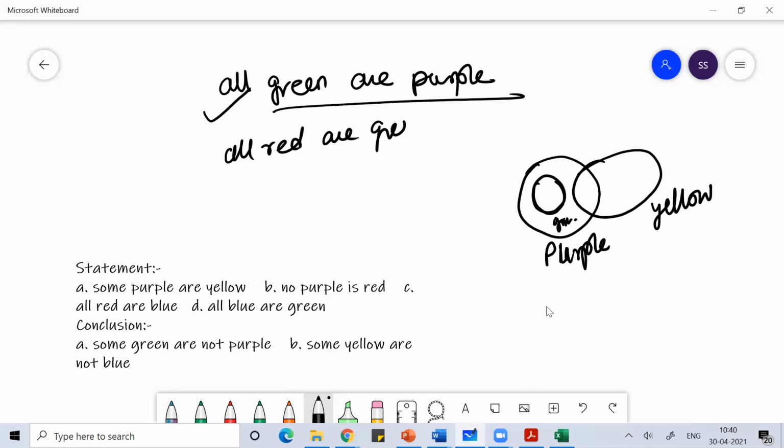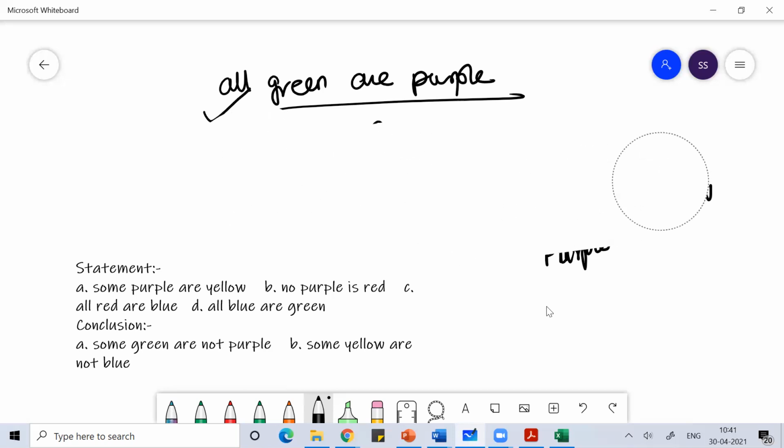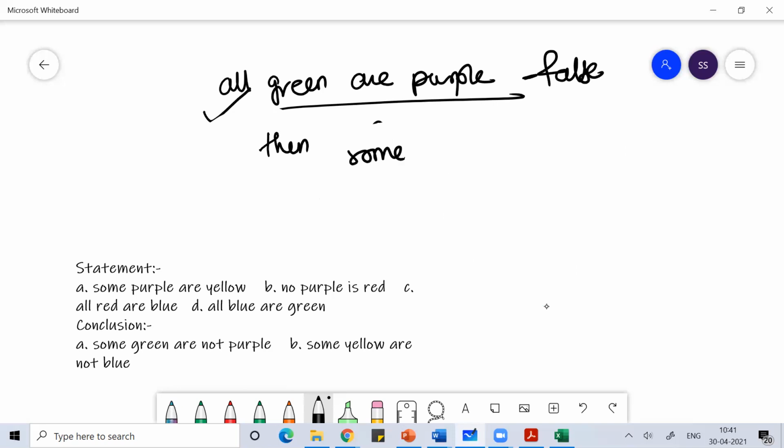So all red are green. And here I need to prove or dispute that all green are purple, which means all red are purple. But it is written that red and purple cannot be together. If red and purple cannot be together, this is false. If this is false, then some green are not purple. That would be the first conclusion, I hope you understand.